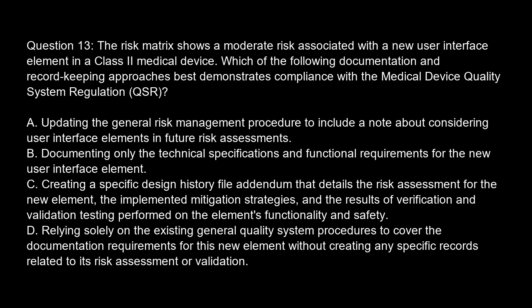Documenting only the technical specifications and functional requirements for the new user interface element. Option C. Creating a specific design history file addendum that details the risk assessment for the new element, the implemented mitigation strategies, and the results of verification and validation testing performed on the element's functionality and safety. Option D. Relying solely on the existing general quality system procedures to cover the documentation requirements for this new element, without creating any specific records related to its risk assessment or validation.